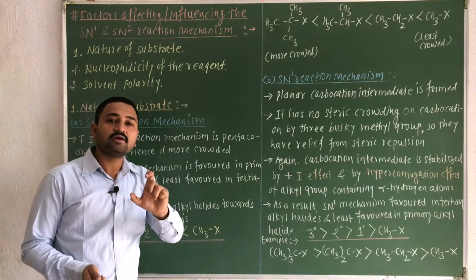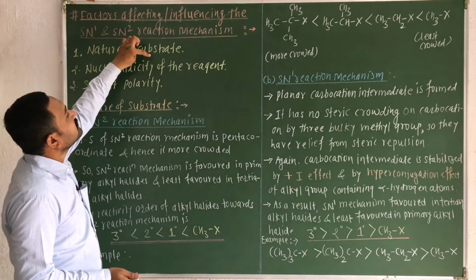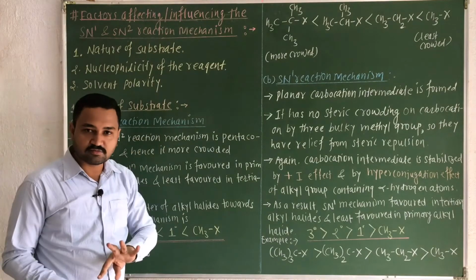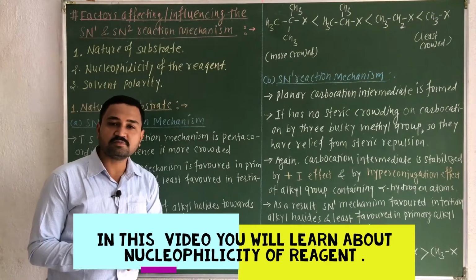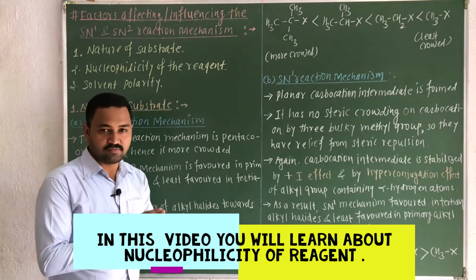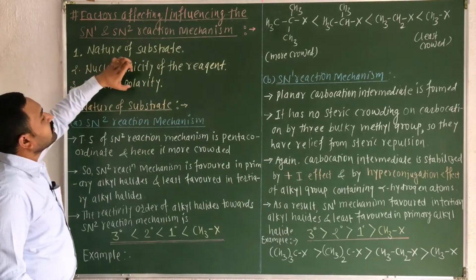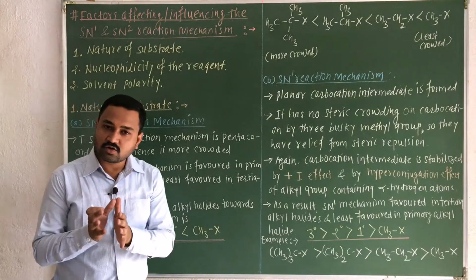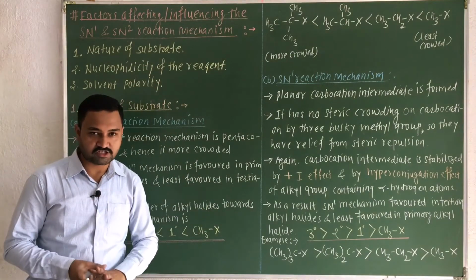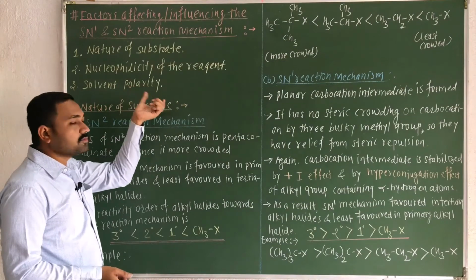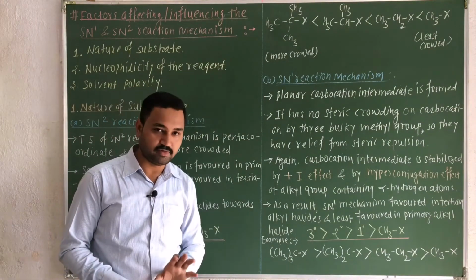Which particular type of alkyl group you take will affect the SN1 and the SN2 reaction mechanism. The second one is the nucleophilicity of the reagent, that means the nature of the nucleophile, for example the OH minus ion. Then the next one is the solvent polarity. Which particular solvent you are using for your SN1 and the SN2 reaction mechanism, the nature of that solvent also affects the SN1 and the SN2 reaction mechanism.